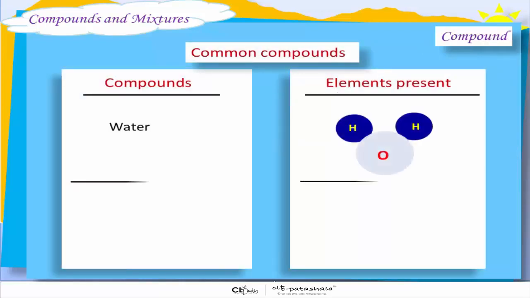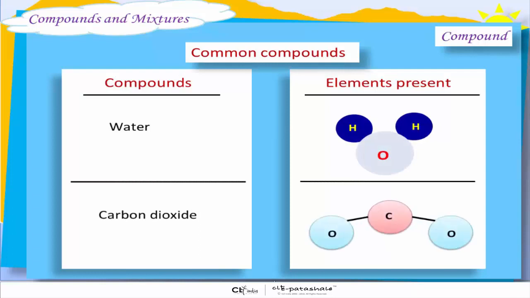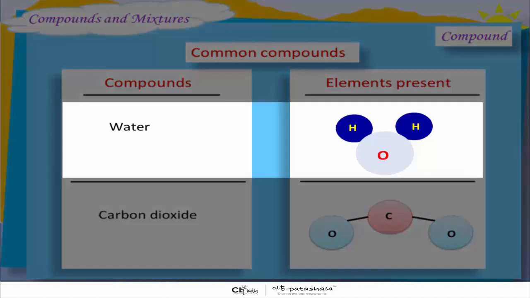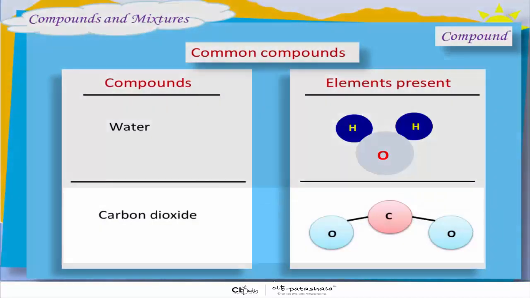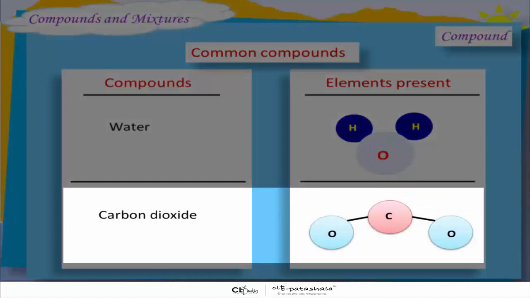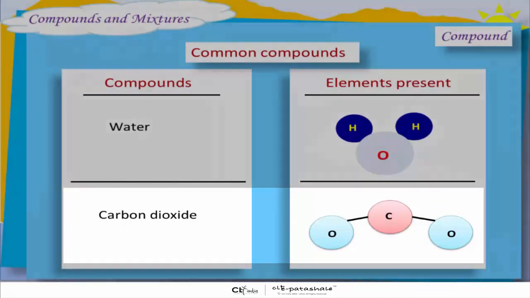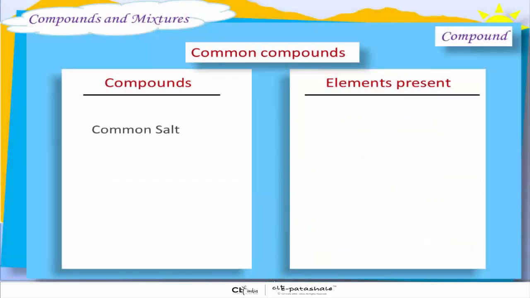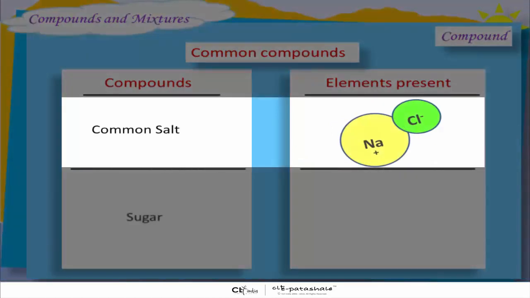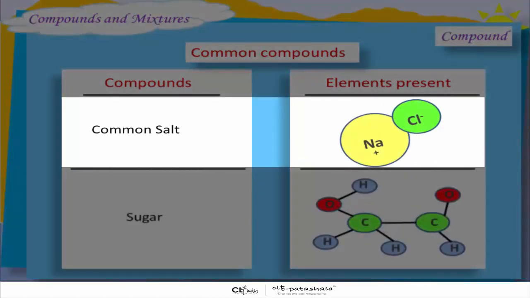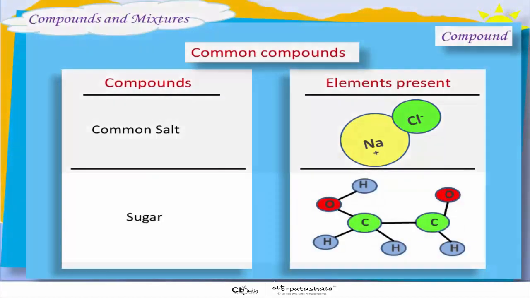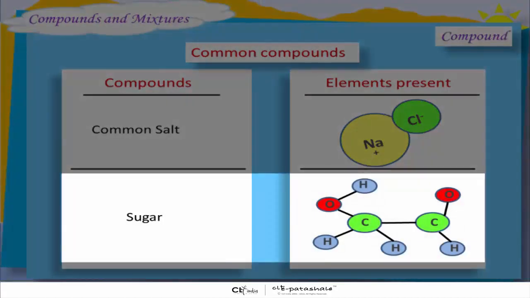Now let us look at this table to find the compounds and what elements are present in these compounds. First we have water. The elements present are hydrogen and oxygen. Then we have carbon dioxide, and the elements present are carbon and oxygen. We have common salt, which is called sodium chloride. So the elements present are sodium and chlorine. Then we have sugar. The elements present in that are hydrogen, oxygen and carbon.